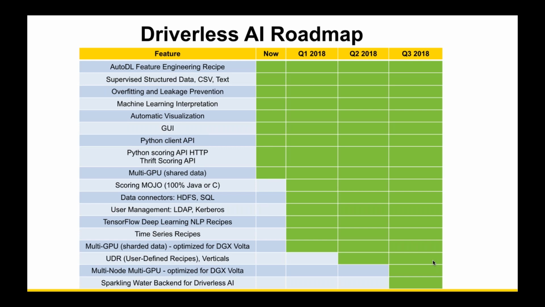As I mentioned earlier, we'll have Hadoop connectors, S3, SQL connectors. We'll have user management with security and authentication. We'll have deep learning recipes that use TensorFlow, time series recipes with LSTMs. And we'll also use multi-GPU for single models. So that means one model can be so big that it needs multiple GPUs to fit. And that will then be really cool for data sets that are bigger than, say, 10 gigabytes.